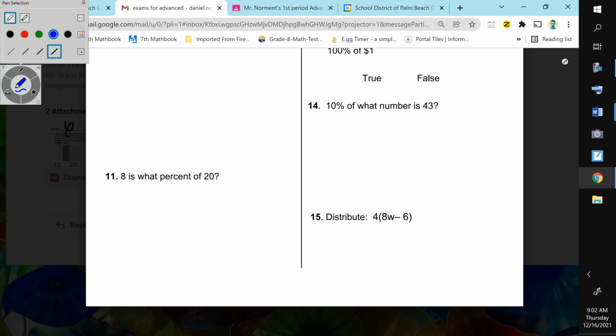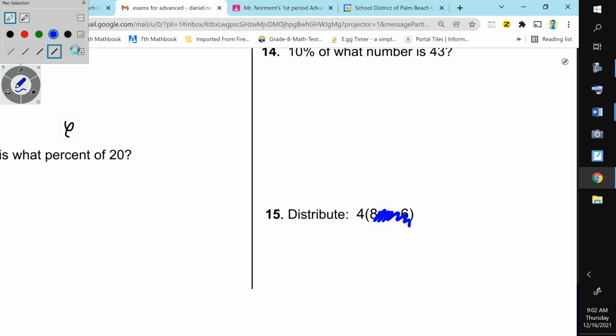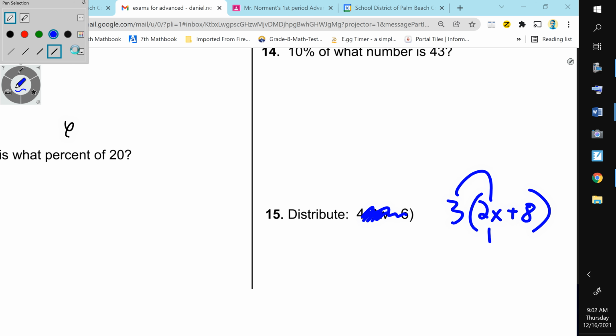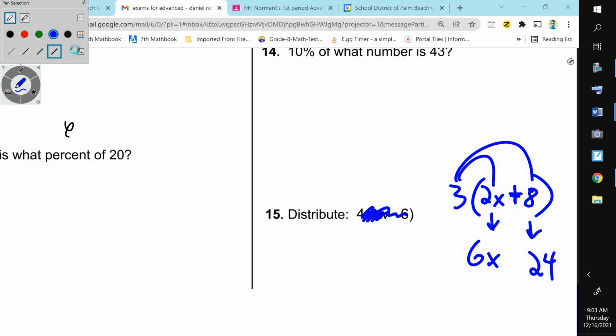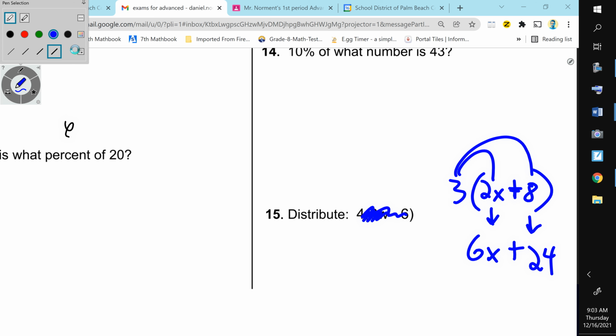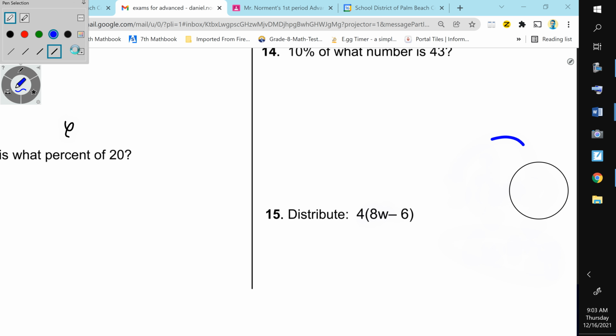Distribute. Now, if you forgot how to distribute, I'm not going to do this one. I'm going to do one similar, okay? But do what I do for this. Just random numbers. Here's how you do it. You multiply 3 times 2x. You multiply 3 times 8. And then you bring down the plus sign. Whoa. And that is the answer. So, how I did that is exactly how you do this, okay?